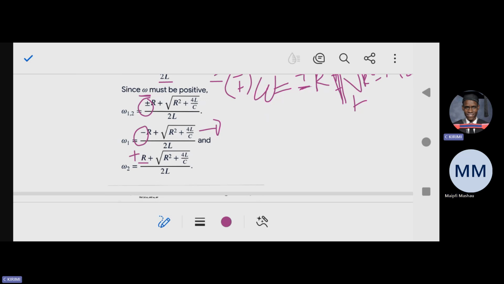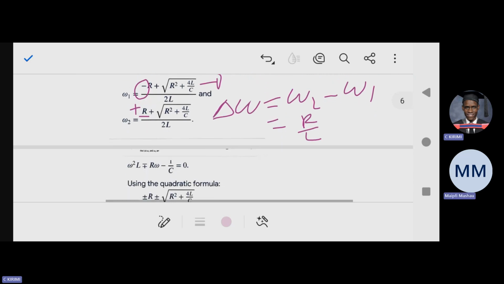And the question was, calculate the change in omega, omega 2 minus omega 1. So now we are subtracting those two. You must show that this is the same as R over L. Yes, that's what we are doing now.